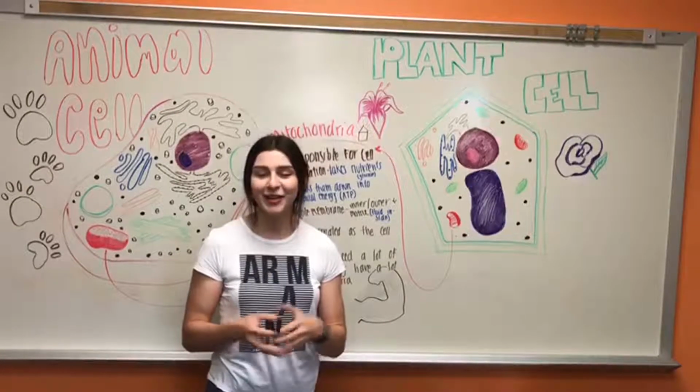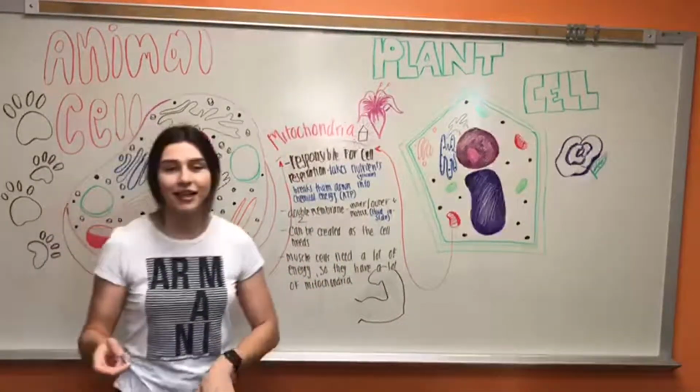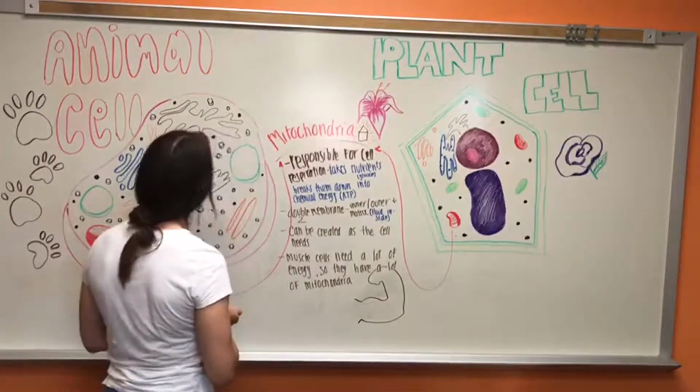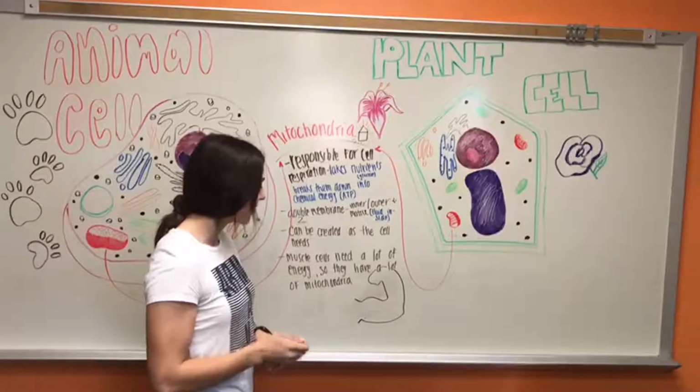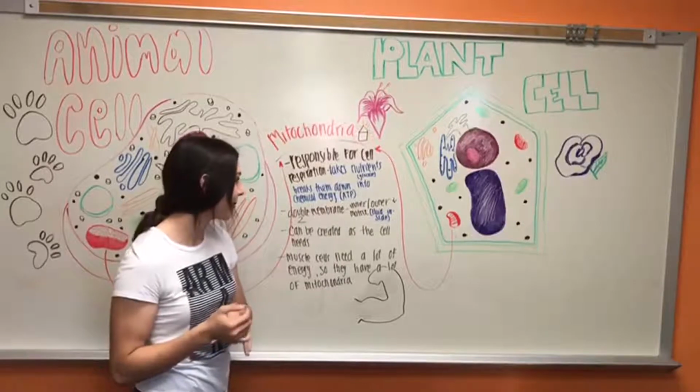My name is Maria, and my group and I are doing a video on both animal and plant cells and their organelles. The first organelle we're going to go over is the mitochondria. It is in both plant and animal cells and in the cytoplasm. It is responsible for cell respiration, also known as a biochemical process.